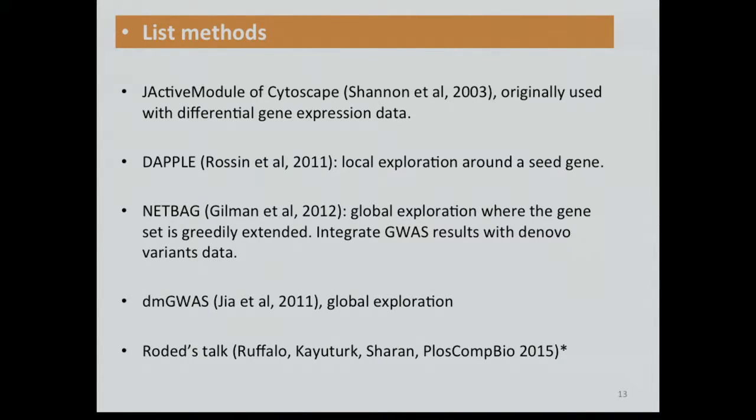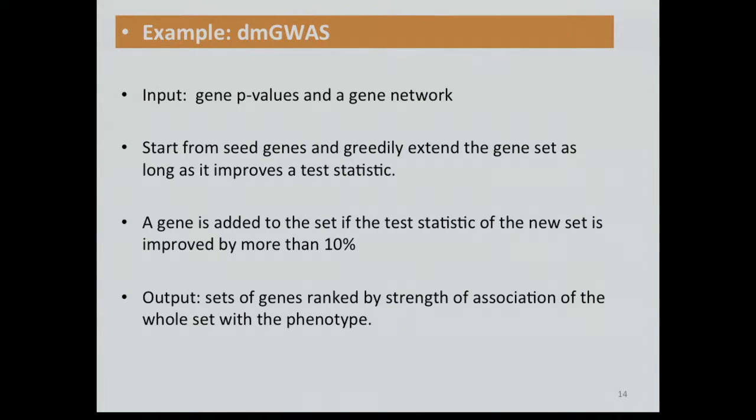In our case, we compare to DMGWAS, which is another network propagation tool, but it had code available, so we used it, of the ones that were on top. DMGWAS takes the p values as the labels for the nodes, and then it starts from the seed genes and greedily includes genes that, according to the network, increase the test statistic they have defined. A small limitation, which might need to be adjusted, is that to include a gene in a set, it has to improve the variance explained by 10%, which is a lot.